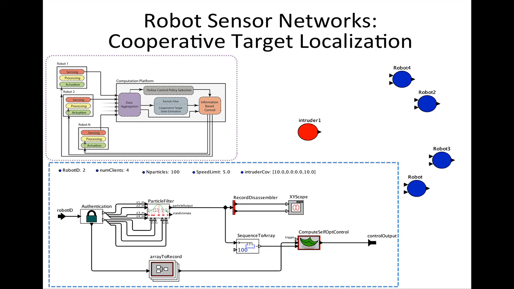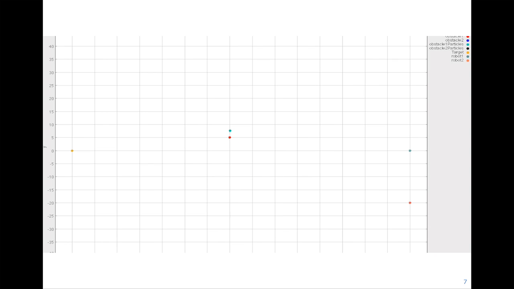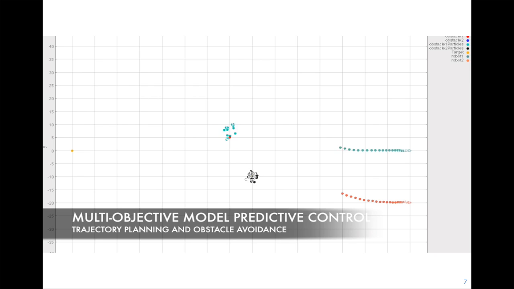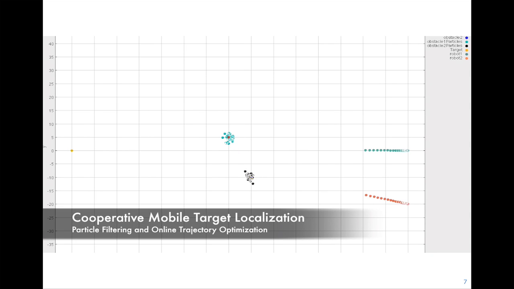One wide family of applications we're designing are robotic sensor networks, in which different actors need to communicate to each other to perform a common task. One example of this is model predictive control in a multi-objective way. So in this example, two robots are trying to reach a target while avoiding obstacles, whose locations are estimated on the fly as the robots are moving.